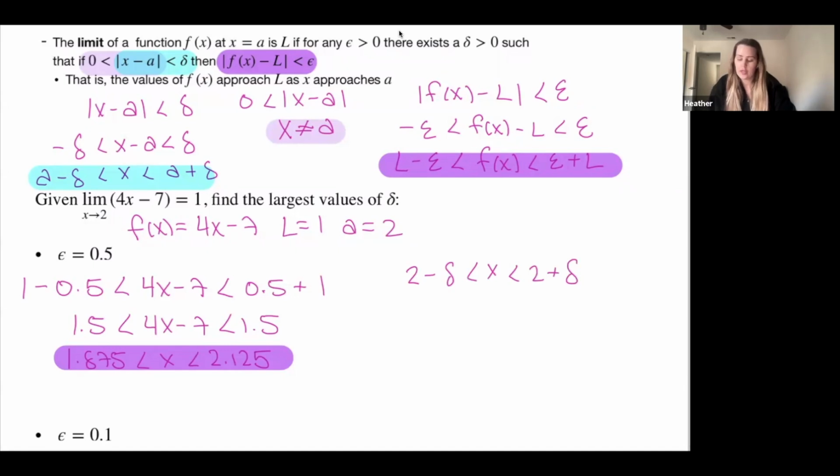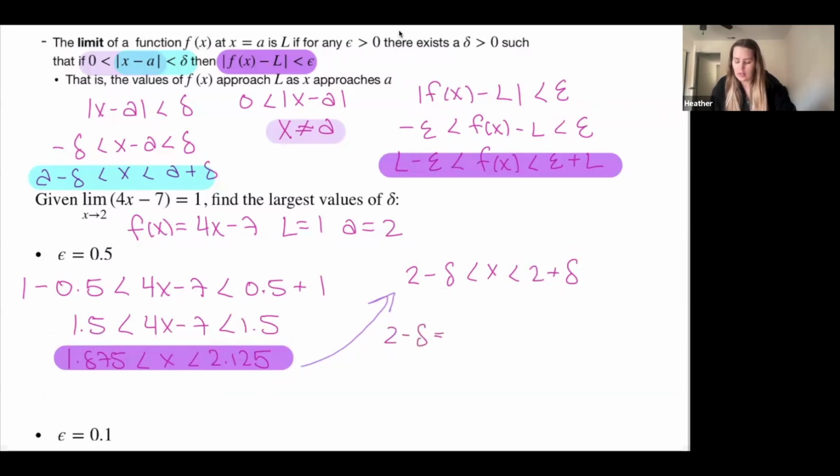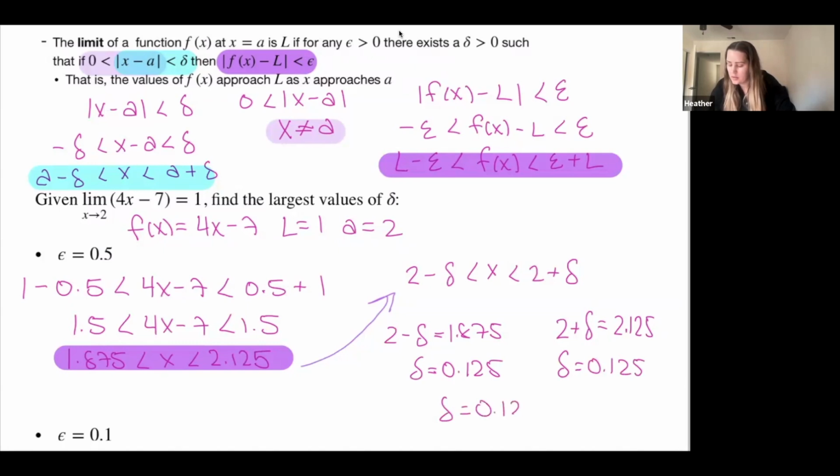So now I can combine these two pieces, right? So I know that x is in between 1.875 and 2.125. So I'm going to go ahead and set each of these sides equal to these. So I'm getting 2 minus delta is equal to 1.875. And I'm also getting 2 plus delta is equal to 2.125. Then I get on this side, delta equals 0.125, delta equals 0.125. So my answer for this one is delta is equal to 0.125.